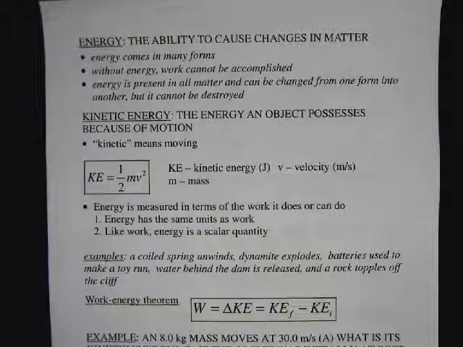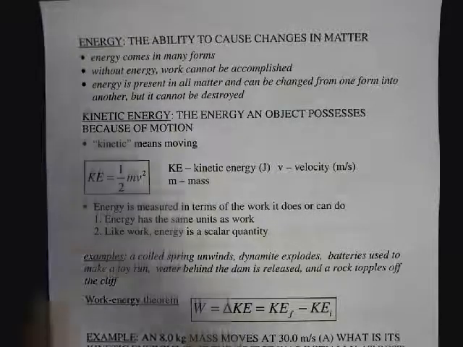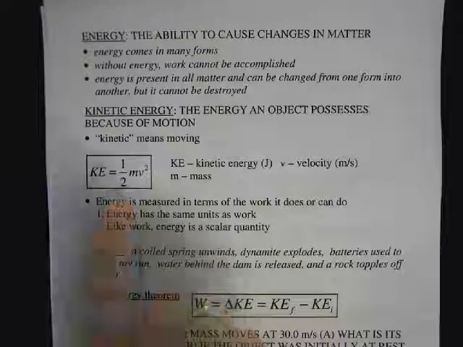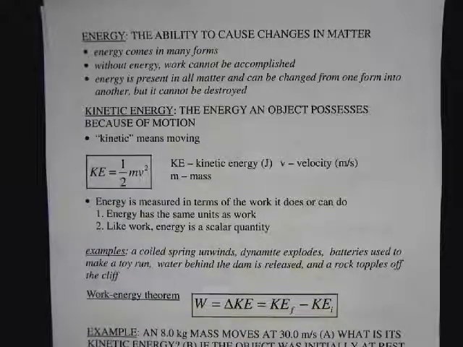Okay, so we're going to continue with Chapter 5, which is the chapter on energy. Yesterday, we talked about kinetic energy. And yesterday, we said kinetic energy is energy of motion. And the equation for kinetic energy was 1/2 mv squared. So that's what we did yesterday. Now, tonight, we're going to look at something called the work energy theorem.